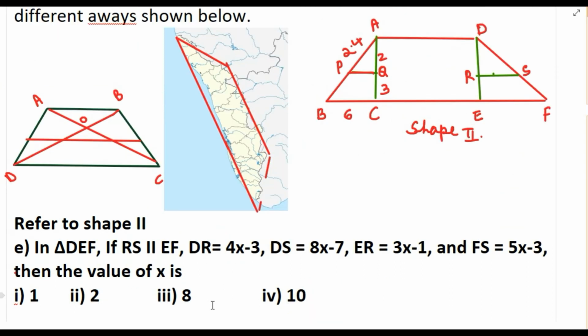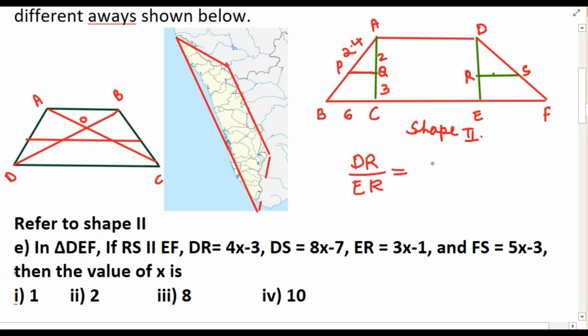So next question, in the figure DEF, in this triangle we have to see, they have given DR, then they have given DS, then RE, ER and FS they have given. RS is parallel to EF, so by Thales theorem, if RS is parallel to EF, the sides will be proportional. If a line drawn parallel to a side of a triangle divides the other two sides in the same ratio, so I can write DR divided by ER equals DS divided by FS.